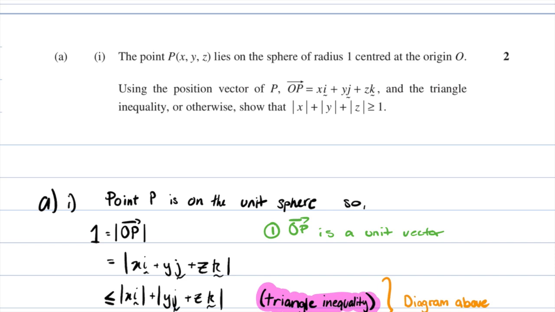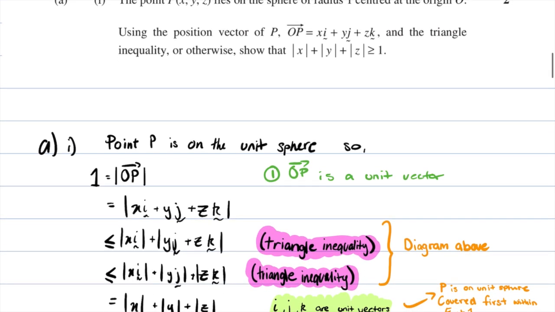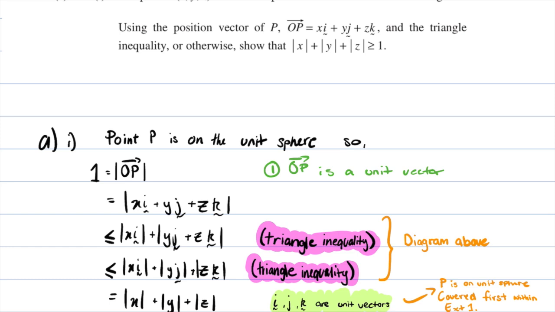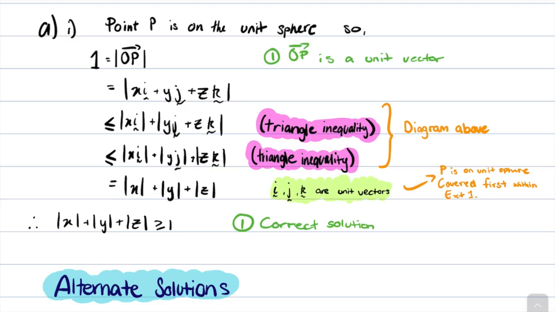Starting with part 1, we can deduce, as previously said, that point P is on the unit sphere. We are given our first mark in the question for obtaining that the magnitude of OP is 1. We can restate this as: given OP is xi plus yj plus zk, from our triangle inequality, we can then rewrite this as 1 is less than or equal to the magnitude of xi plus the magnitude of yj plus zk. We know this statement holds true through our triangle inequality as demonstrated in the diagram above.